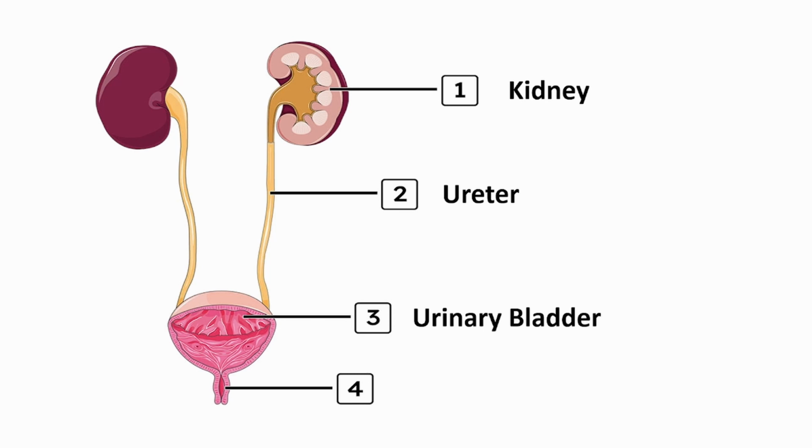Number 3. Urinary bladder is a hollow organ that serves to collect urine to be voided through urination after the urine is filtered through the kidneys. Number 4. Urethra. Its main responsibility is to let urine pass from the bladder out of the body.